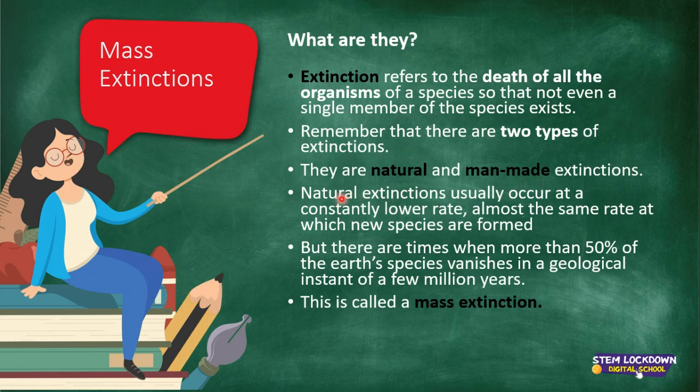So, natural extinctions. Natural extinctions usually occur at a constantly lower rate, almost the same rate at which new species are formed. We don't normally observe that these extinctions are taking place because we see more species developing. As these ones die out, new ones are found, so we are focusing on the new ones and forgetting the old ones. Like right now, which organisms are currently becoming extinct?